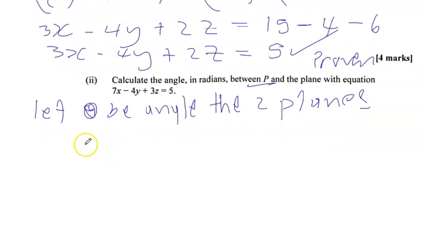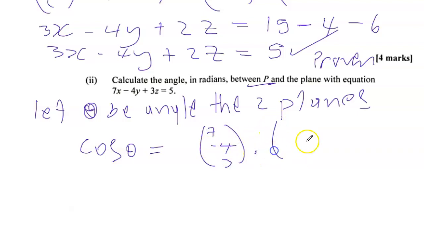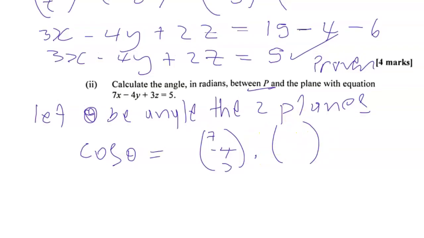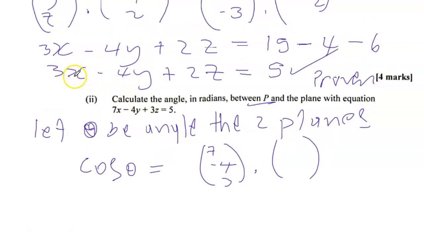So cos theta is equal to the dot product of the vectors. So this plane is (7, -4, 3). That's a normal vector there. And the normal vector for the plane we just found is (3, -4, 2). So these are the two planes, at least a normal vector for them. (7, -4, 3), and the first one we found was (3, -4, 2).